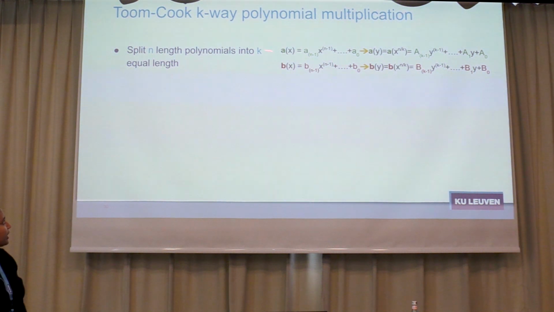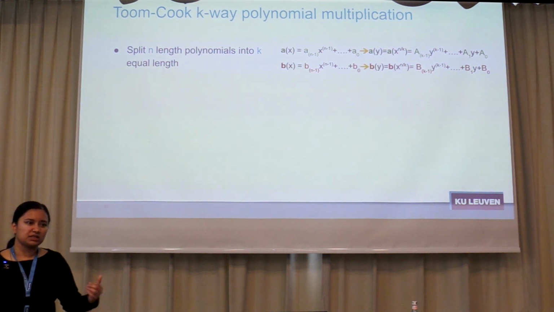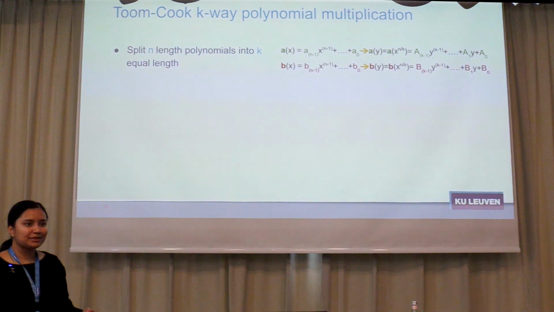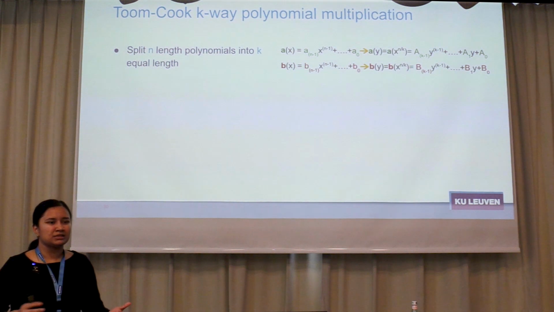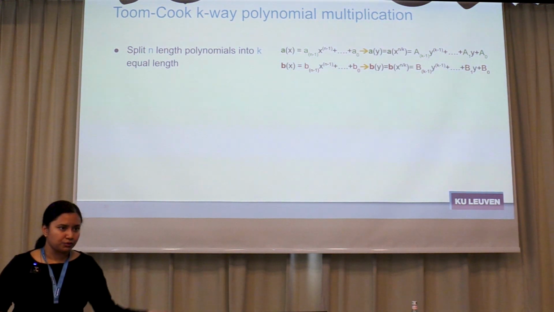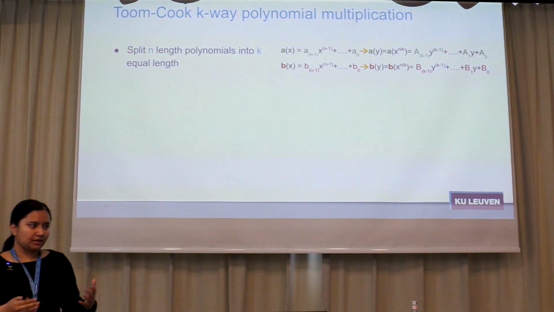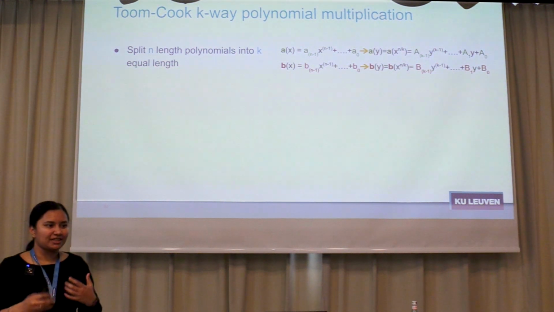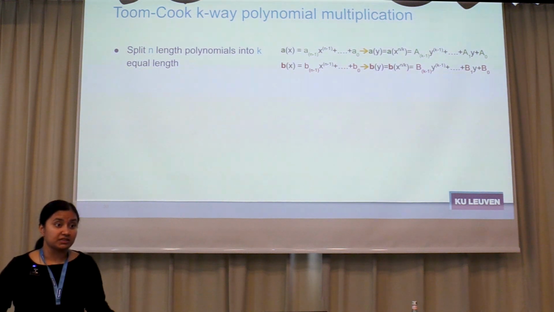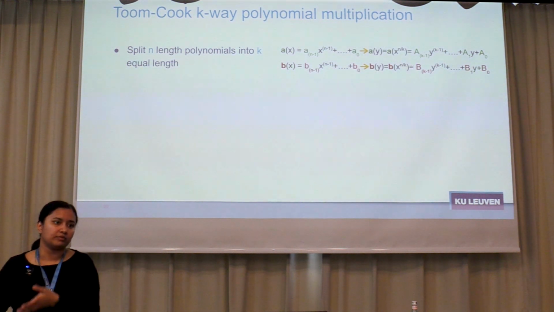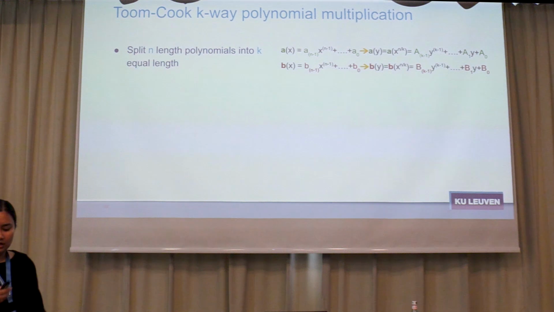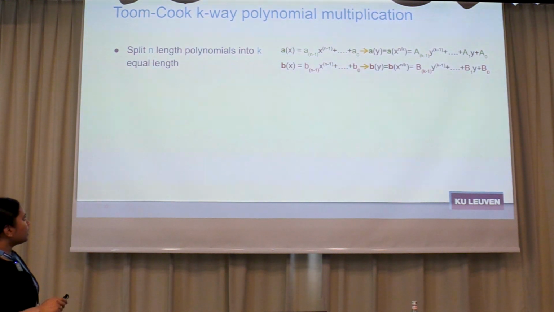Then we can split these two n-length polynomials into k parts, okay? I'm explaining the generic one. In most schemes k is either 3 or 4; Saber uses 4. But I want the generic term so that I can mention what the complexity would be if you use, let's say, Toom-Cook 5 or Toom-Cook 8. But yeah, now I am splitting into k parts.